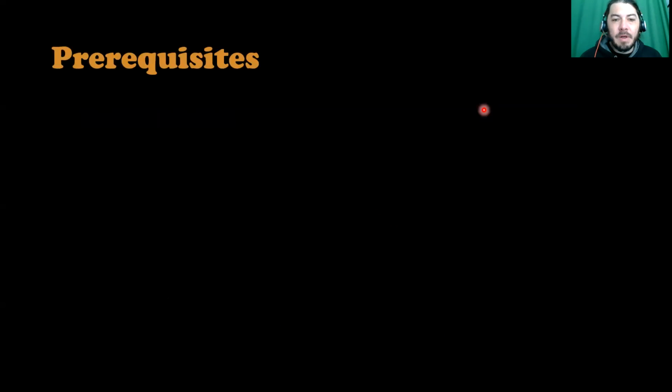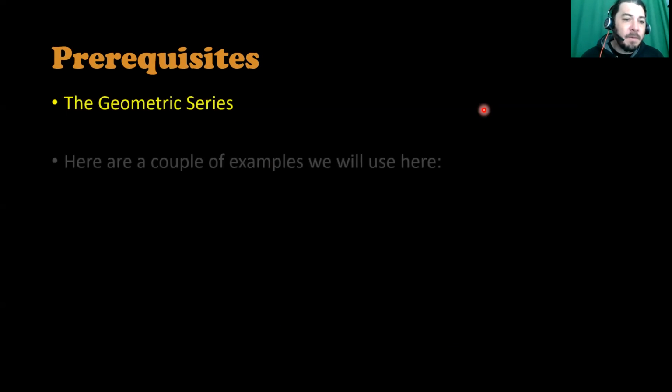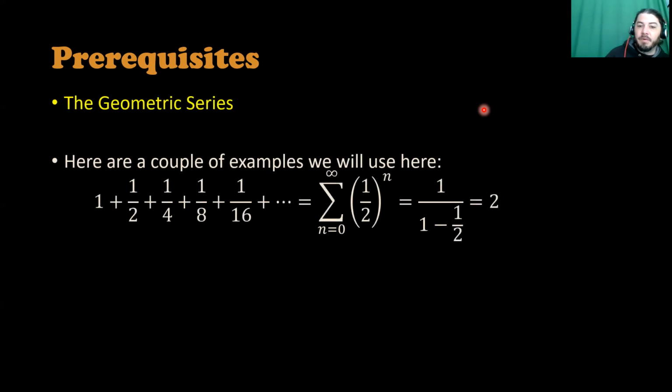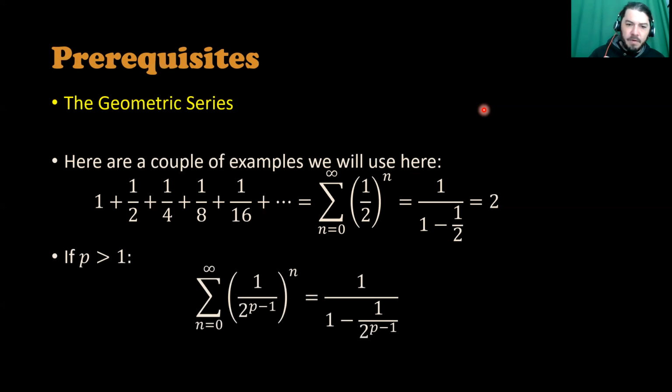The specific versions we're going to use involve some specific values of x. So we're going to do x equals a half. According to that formula back there, if x is equal to a half, that series becomes 1 plus a half plus a fourth plus 1/8 plus 1/16. And if you plug into the formula, that becomes 2. So apparently this thing adds up to 2. And then at the end, when we do the full generic one, we're going to say if p is greater than 1, then x is 1 over 2 to the p minus 1.